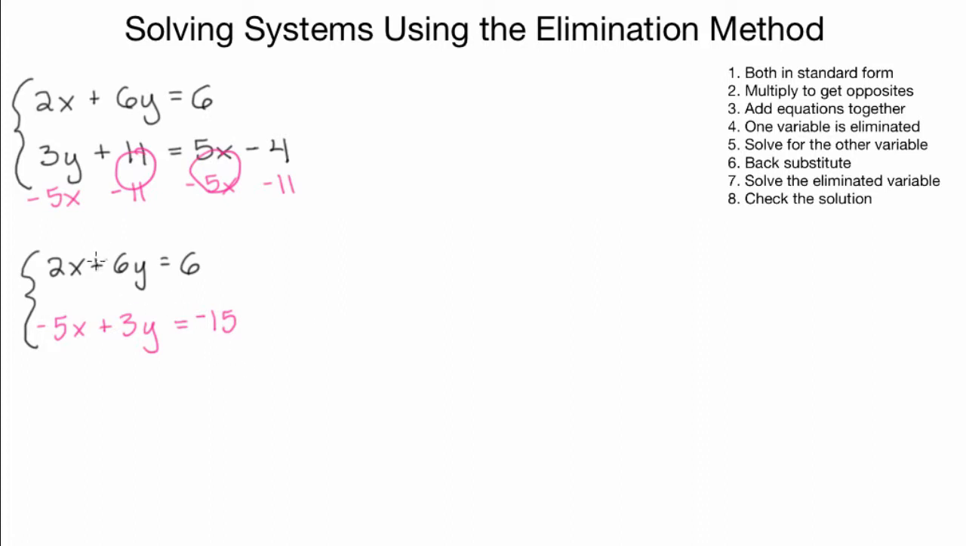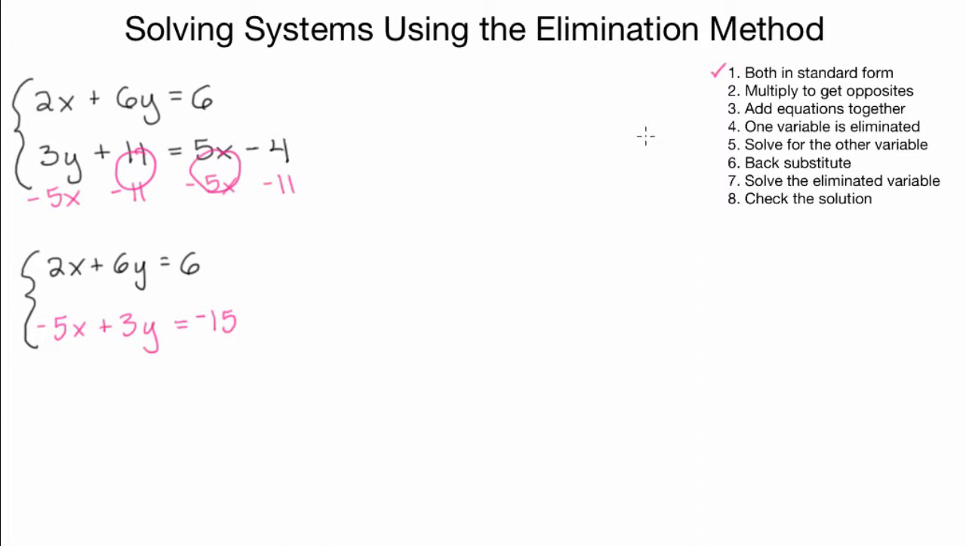There. I've got things lined up now. My x terms are lined up, my y terms are lined up, my constants are lined up. I'm starting to get something where I can easily add these things together. So step 1 is done. We put them both into standard form, and I can start using the elimination method with this.